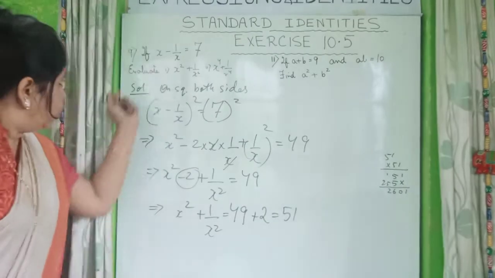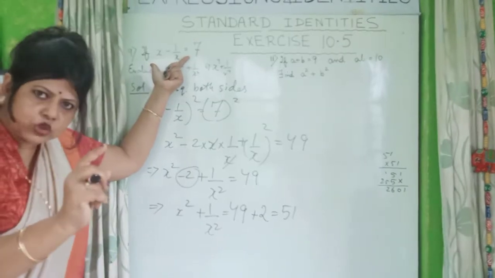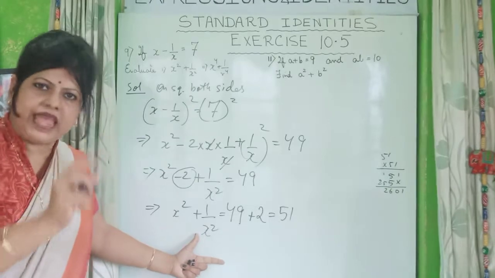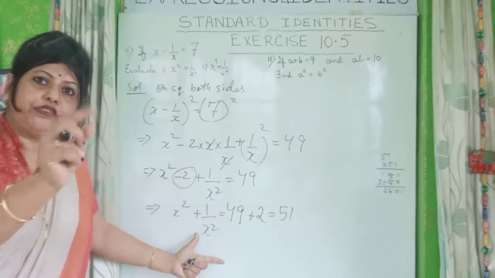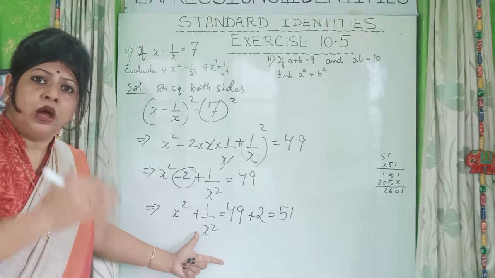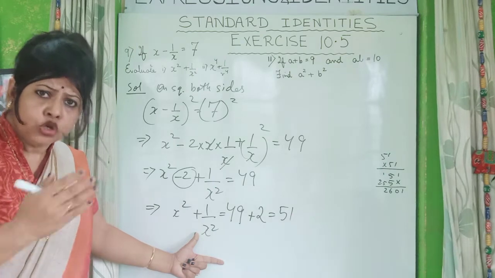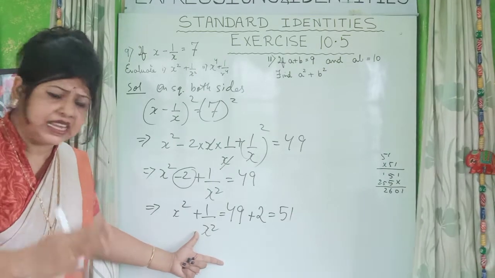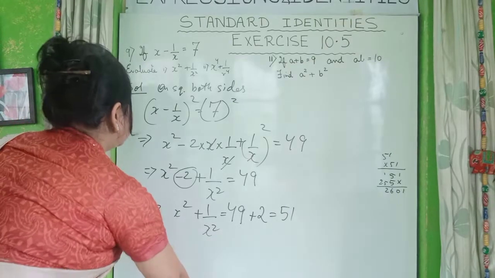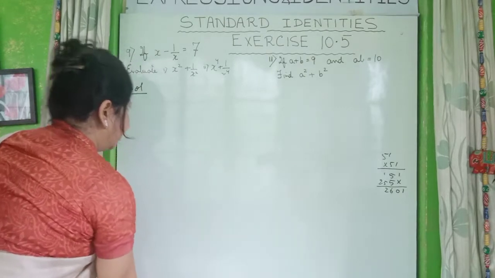Clear? So, children, from x minus 1 by x, after squaring, what I got, x square plus 1 by x square, and that I got as 51. Now, the next question where I have to find x to the power 4 plus 1 by x to the power 4. So, I shall follow the same process, that is, I will square this expression. So, now we come to the second one.